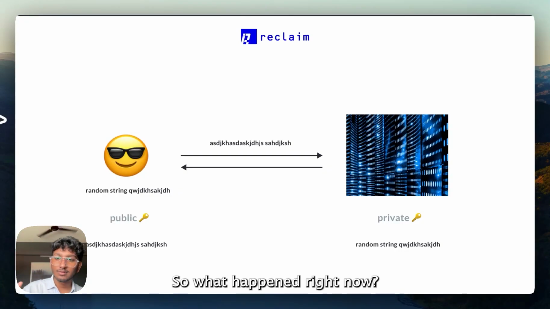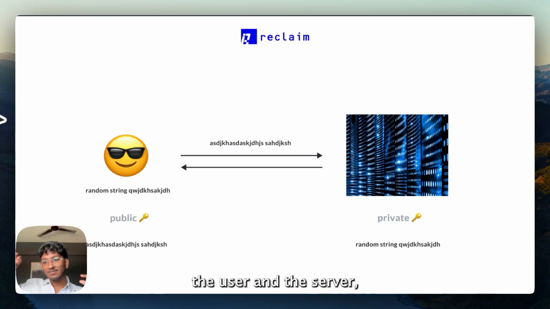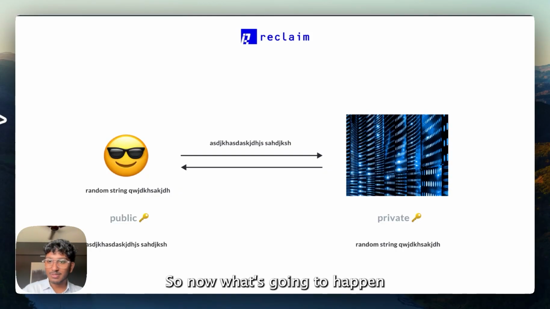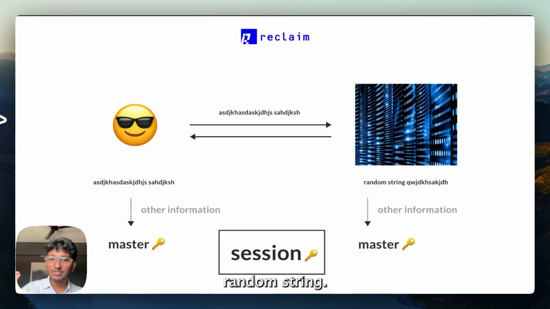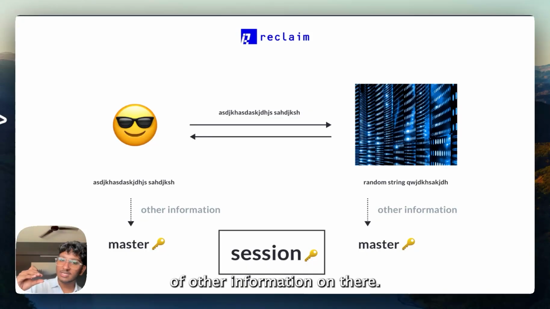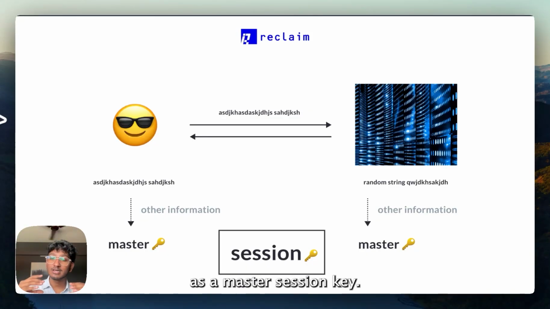So what happened right now? The user and the server both have the same random string. Now they're going to use this random string, put a lot of other information with it, and generate something called a master session key. This is the end of the handshake protocol.